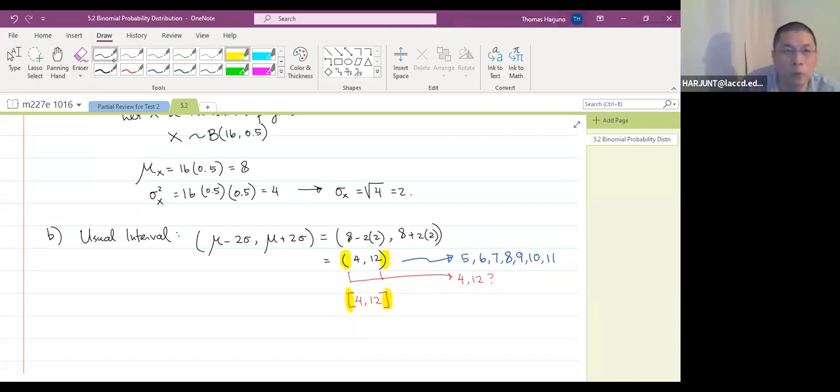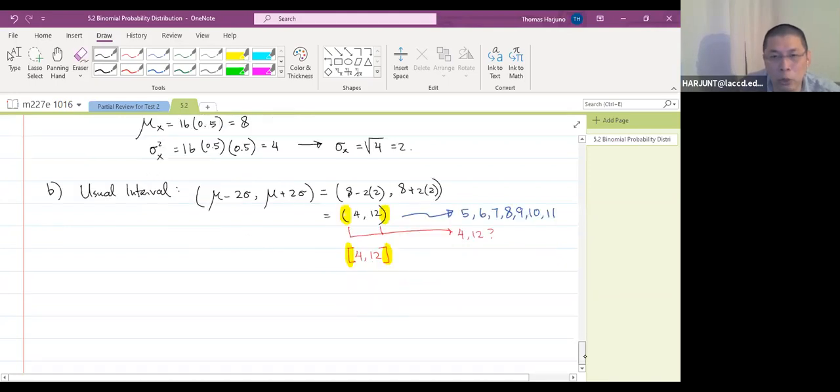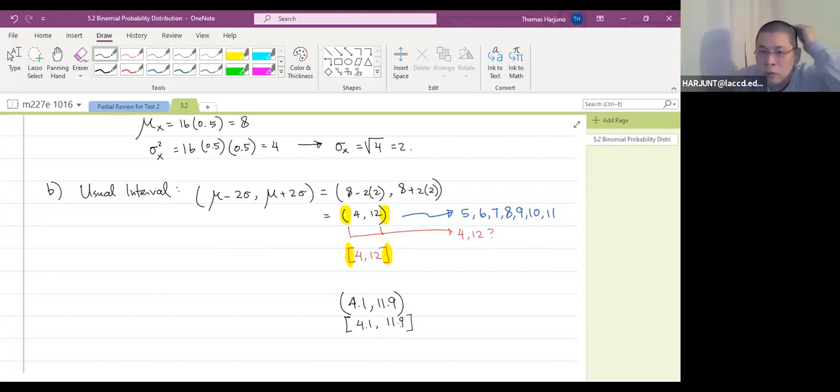Now, of course, most of the time we don't get such a precise number. We may have, for example, 4.1 up to 11.9. Now, in this case, either you use parentheses or brackets, either way, you don't include 4 and you don't include 12. That's why it never became an issue in the past.